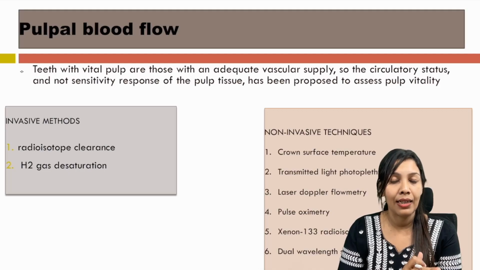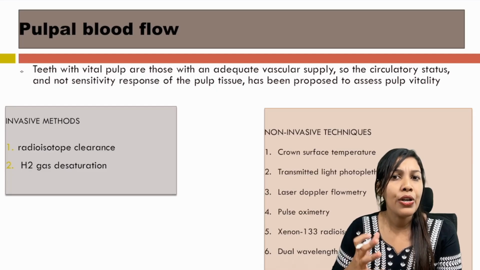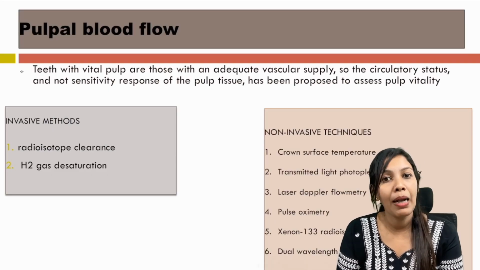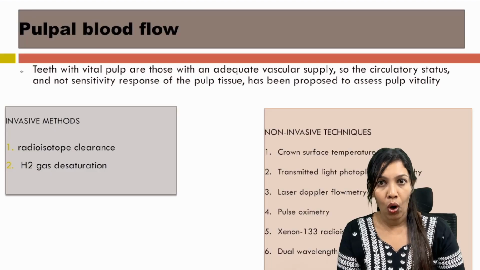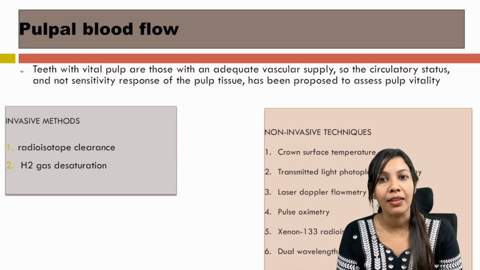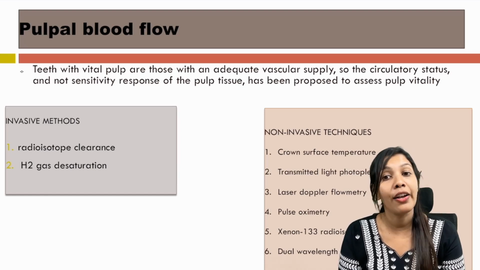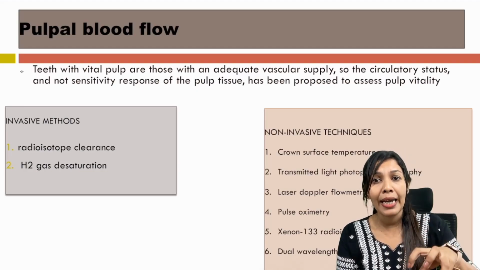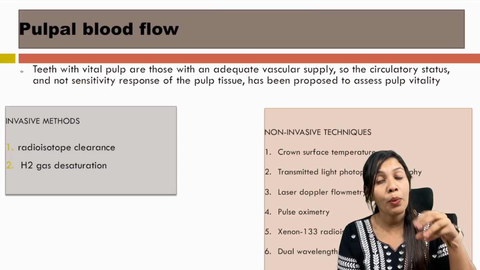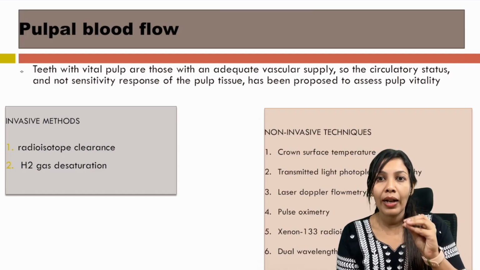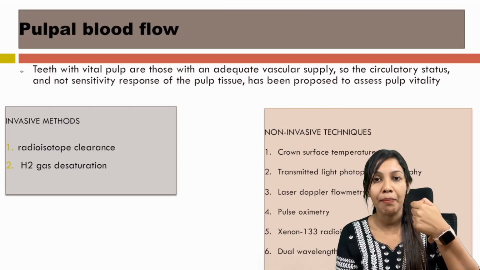Till this slide, we were actually dealing with the neural test. So our next portion is where the pulpal blood flow, or the vascular supply of the teeth, is assessed. There are two important methods, the invasive method and the non-invasive method. Invasive method means we will be invasively applying the dye or the radioisotope into the tooth. Non-invasive means without destruction or without actually harming the tooth, we will apply the methods, right?